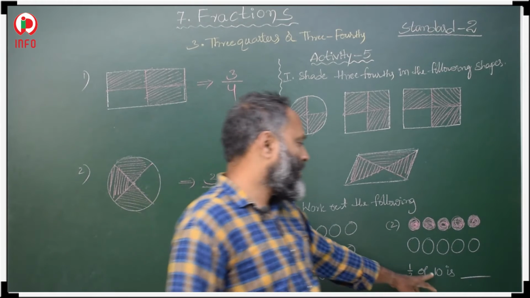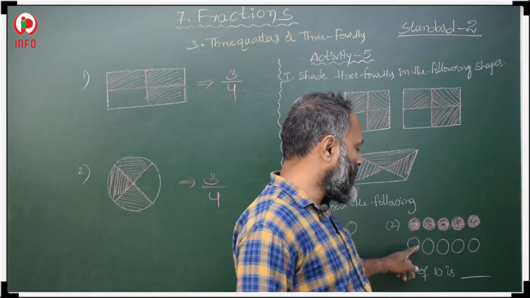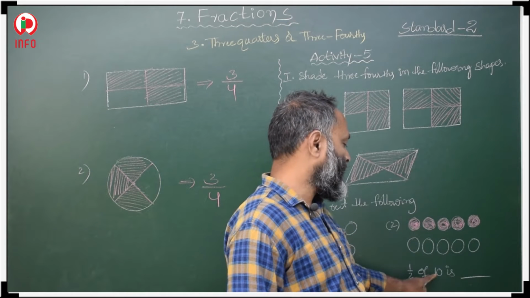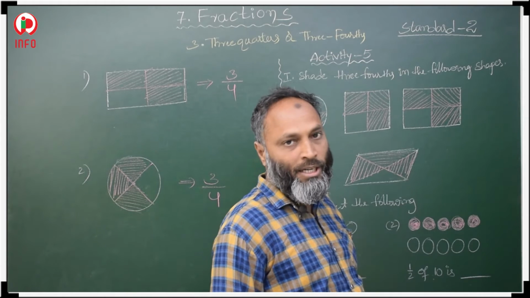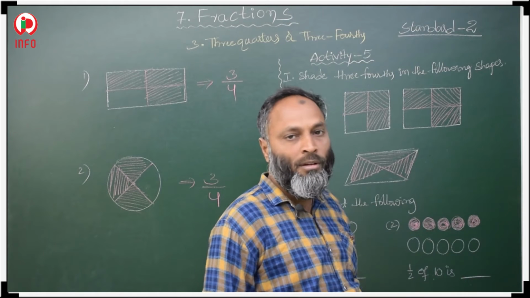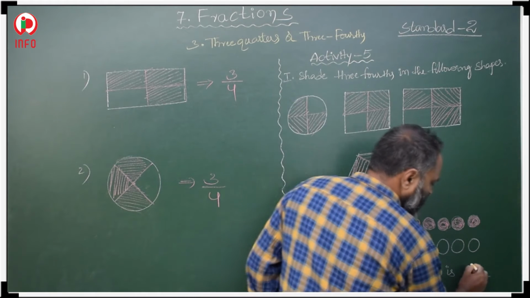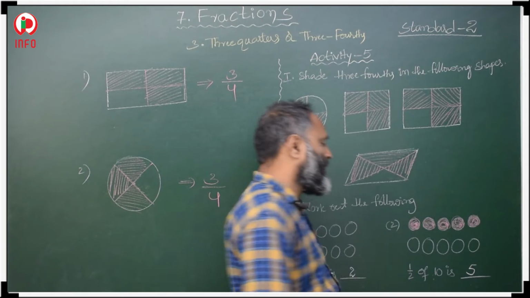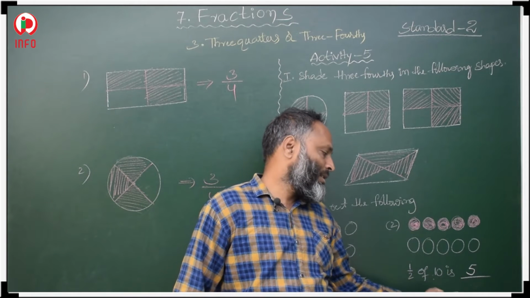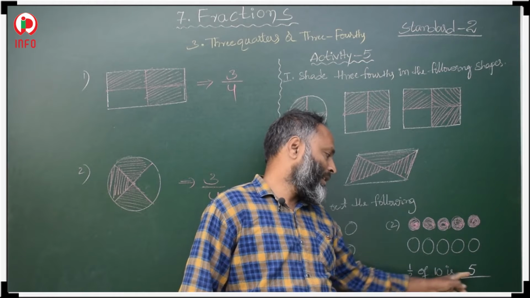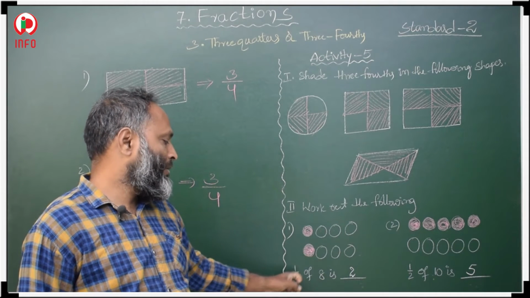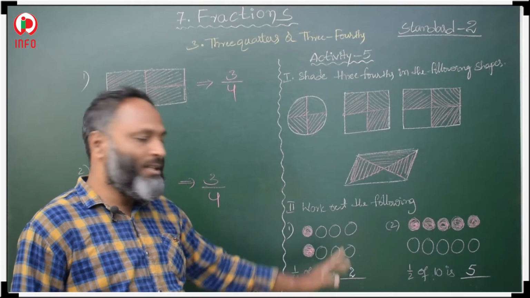Half of 10. Total how many circles? 1, 2, 3, 4, 5, 6, 7, 8, 9, 10. Half of the 10 circles are shaded. Whatever is shaded, just count: 1, 2, 3, 4, 5. Half of 10 is 5. So just count the number of circles shaded. That is nothing but half of ten. Half of ten means 2 5s are 10. So that many circles are shaded. 1/4 of 8, 4 2s are 8, means 2 circles shaded.